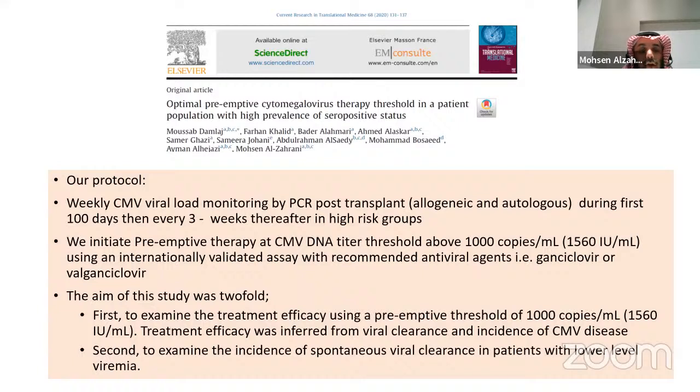The aim of this study was, first, to examine the treatment efficacy using a preemptive threshold of 1,000 copies per ml. Treatment efficacy was inferred from viral clearance and incidence of CMV disease. The second aim is to examine the incidence of spontaneous viral clearance in patients with lower levels of viremia. So to see, in patients with levels lower than 1,000, how many of them will progress to develop titer above 1,000 or reactivation, how many of them will develop disease, and how many of them will clear spontaneously.